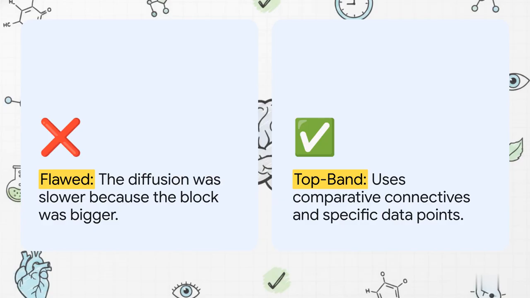Notice that red pen annotation on the left. The diffusion was slower because the block was bigger. I mean, sure, it sounds biologically true, but that earns literally 0 marks in an A-level context. Why? Simply because it lacks precise, context-specific data. The top-band answer with the green check doesn't just casually state a fact. It uses comparative connectives and pulls specific data points directly from the experiment to build a completely bulletproof argument.